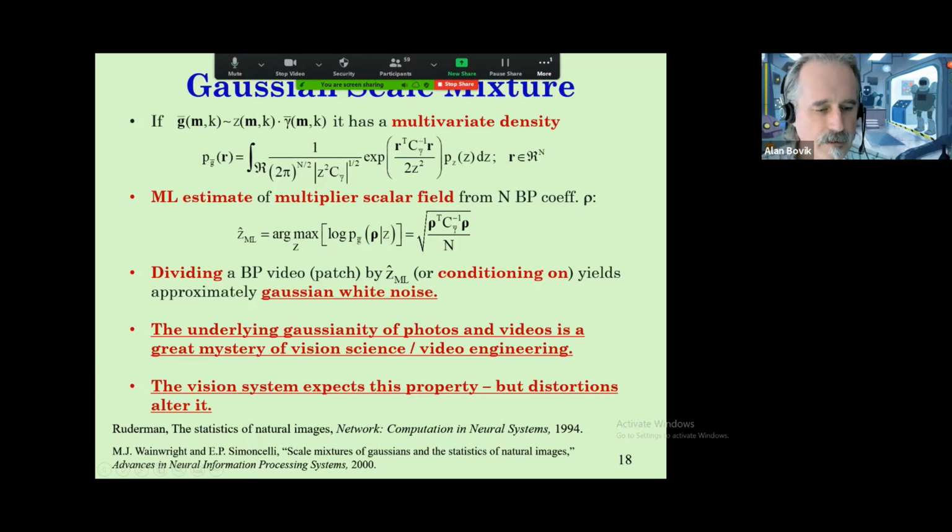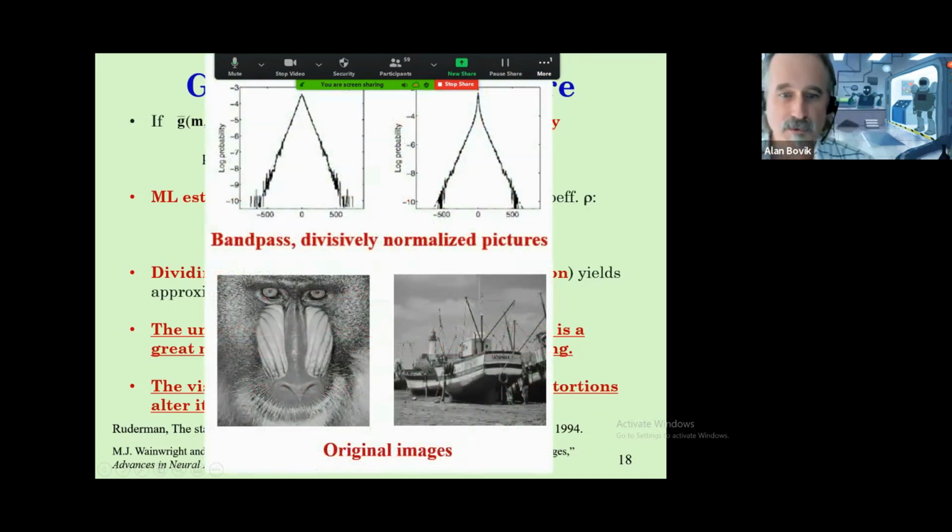A lot of people have, including my friend Eero Simoncelli, one of the great neuroscientists of our time, and the great statistician, I think at Stanford, Martin Wainwright. They were part of this work in developing this pretty simple model, but can't explain the Gaussianity. Nevertheless, the vision system expects it. But for the purpose of solving the problem of video quality, if the video is distorted, it no longer obeys this Gaussian scale mixture model. Distortions alter it. And that's great for us.